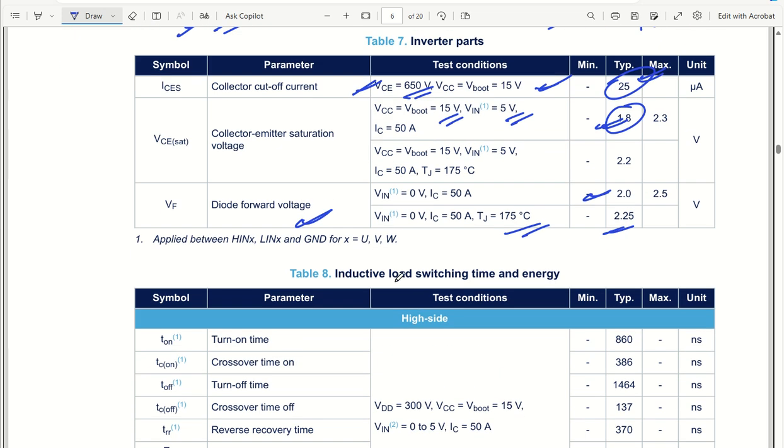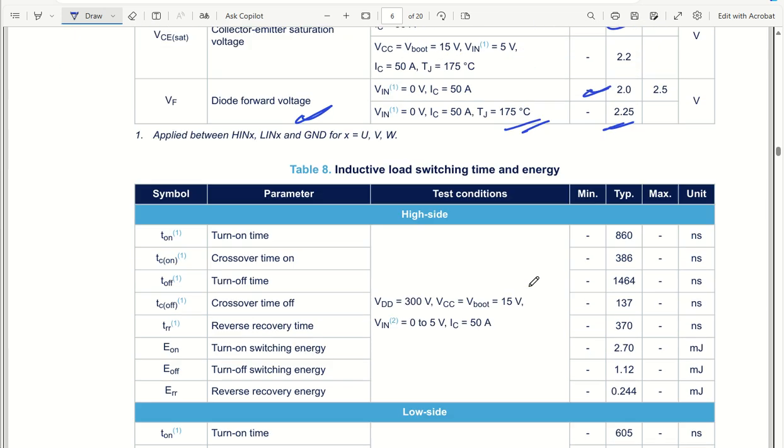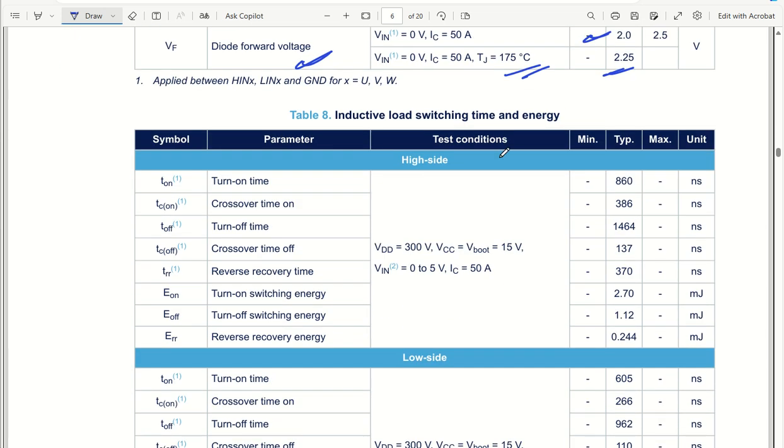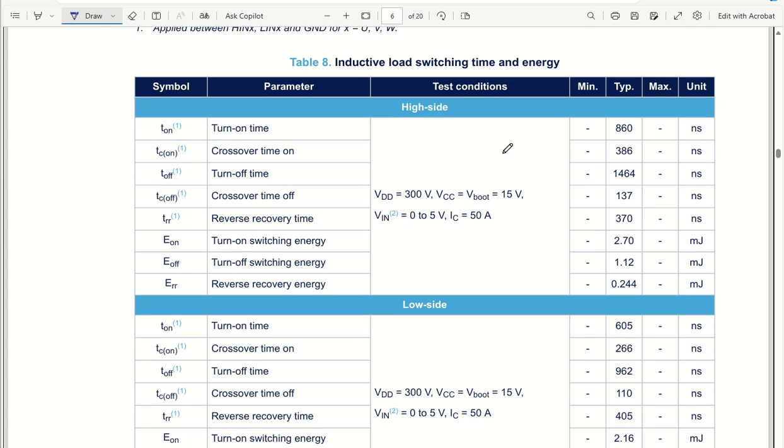Let's talk about inductive load, switching time and energy. So that was inverter parts. Coming back to the switching time and energy, on time, off time, all these things are given here. These are in nanoseconds, so that's not to be taken into too much account right now. We'll talk about these things during our design and writing the code for that. So we have load switching time and energy consumption in the high side and in the low side.